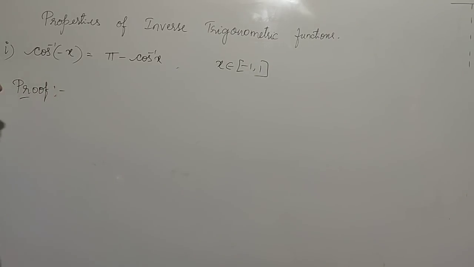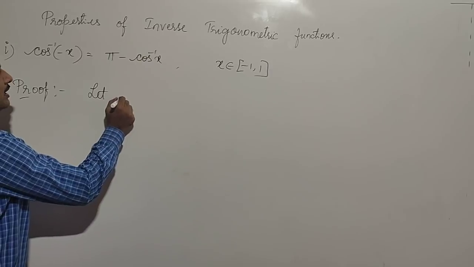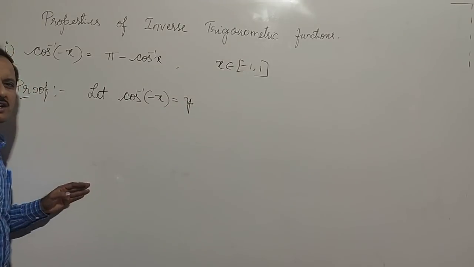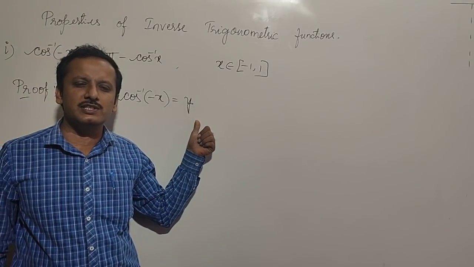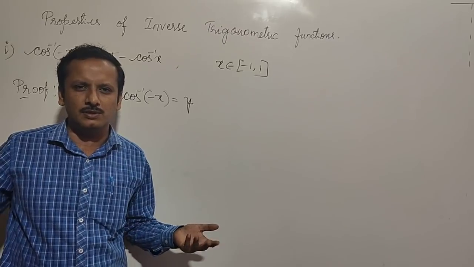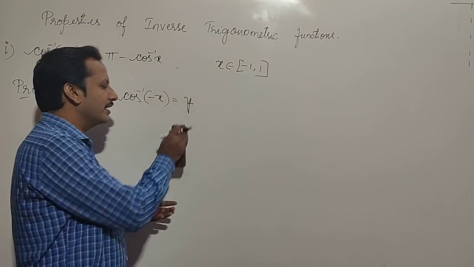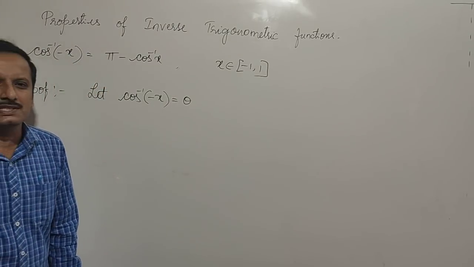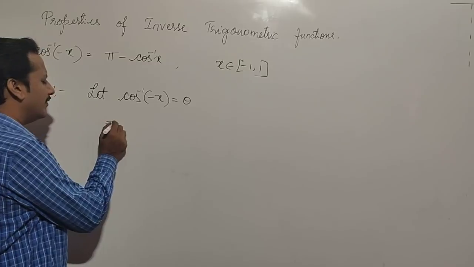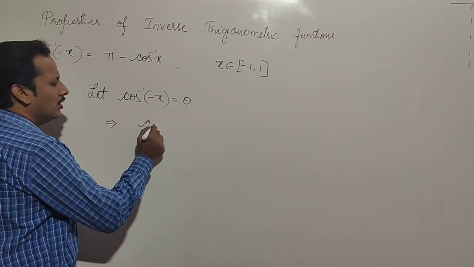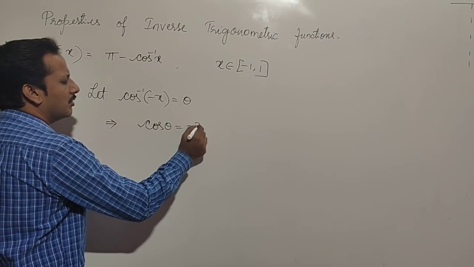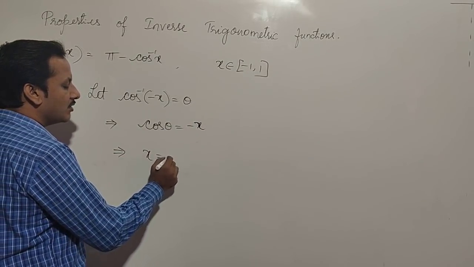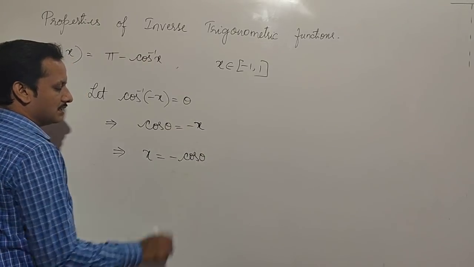Proof, as always, I will treat this as y. Let cos inverse of minus x is equal to y. It's not necessary that you must always choose this as y. You can take something else also. If you are bored of looking at y, let me take theta. Let cos inverse of minus x is equal to theta. Then by definition, I can write cos theta is equal to minus x. That will give you x is equal to minus cos theta.